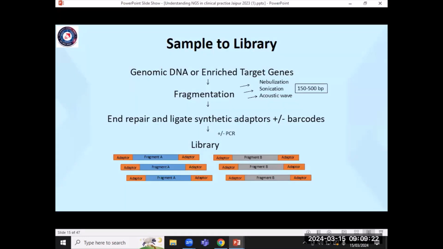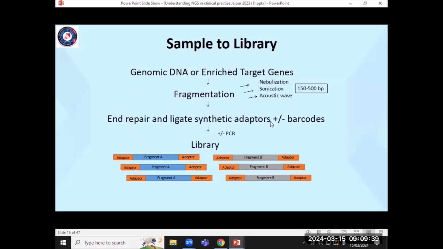Once you know the size, usually we talk about the size of a library, whether it is 150 base pair, 200 or 300. Why is it needed? Because you need to make those fragments, and then accordingly you can attach your adapters and sequence it.